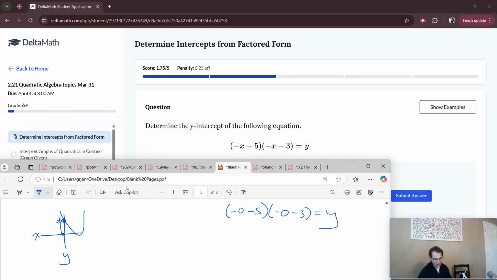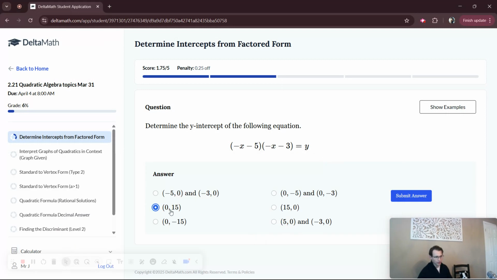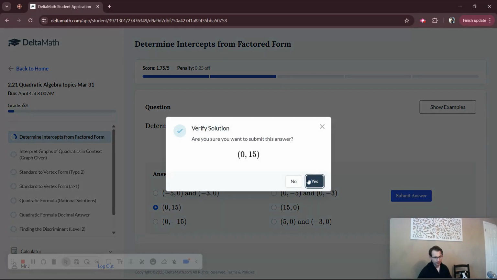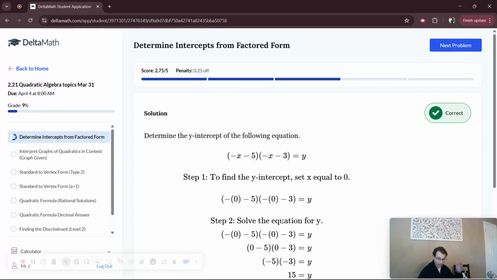Minus 0 minus 5 is the dumbest thing I've written today by a long shot. But this would simplify down to minus 3 times minus 5 is y, and that's positive 15. So 0, 15 is correct. You just set x to 0 and evaluate what y is. That's how you find a y-intercept.